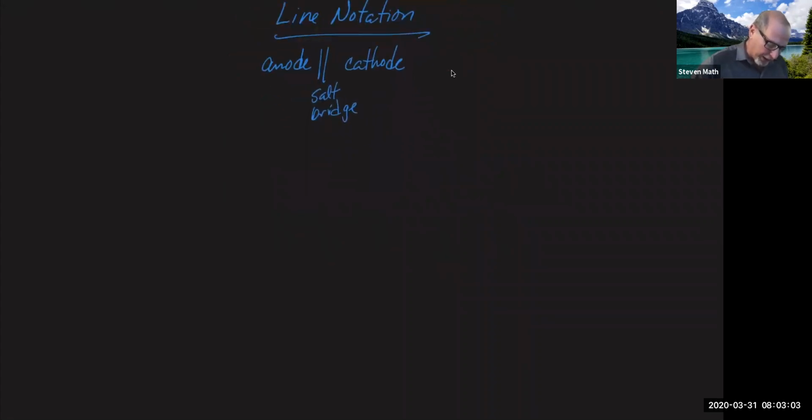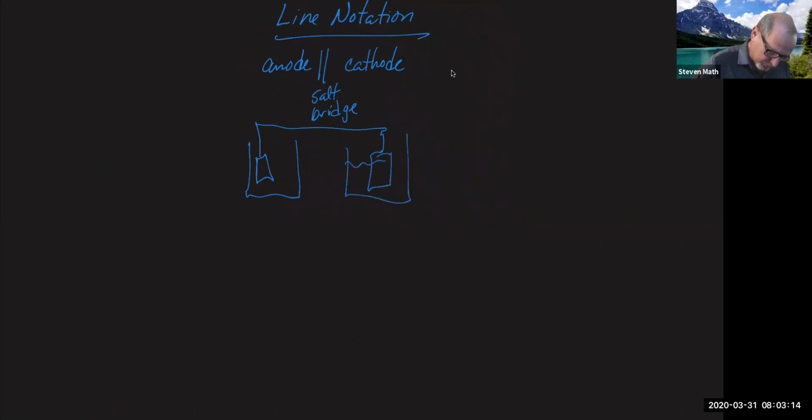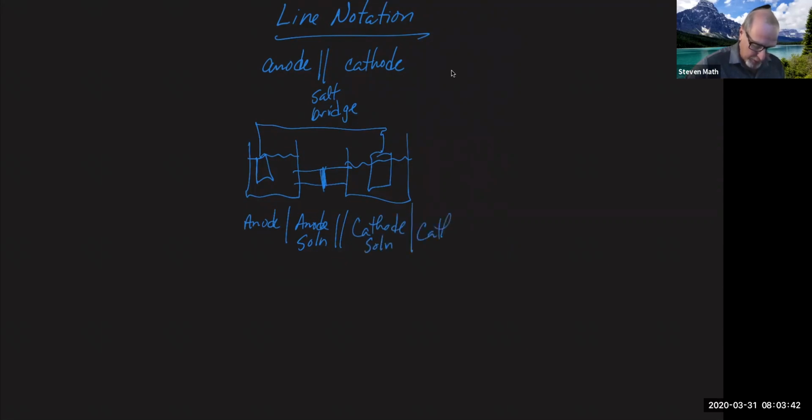But if we recall correctly, when we were doing this in our anode side, we had a chunk of metal and it was in a solution. And so what we need to do is we're going to go anode, single line, anode solution, double line for the salt bridge, which we're going to put in right there. We're going to put a porous disc right there, to a cathode solution, single line to a cathode.